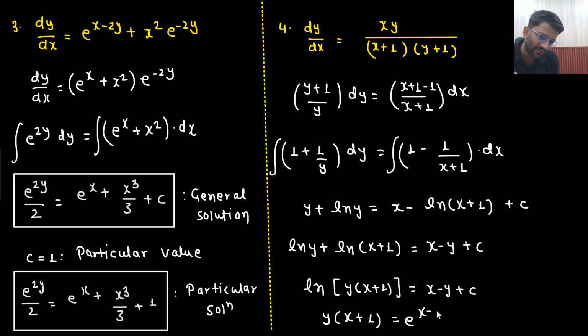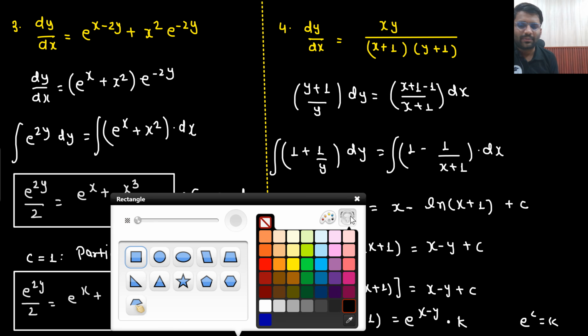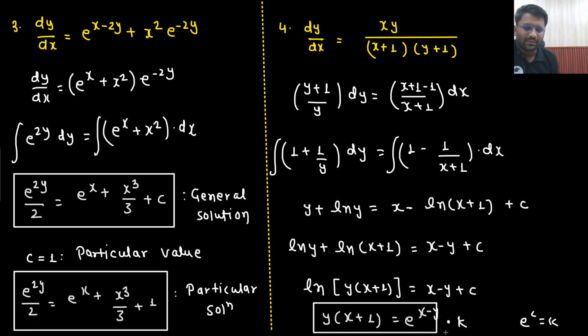It will become e to the power x minus y, and then e to the power c will be another constant, so I am writing that as k. E to the power c will also be another constant. So this could be the possible answer that we are getting. Understandable? A simple thing is there, just variable separation: x aside, y aside. If we are able to do this, then we are able to solve the question. This is the first method, very straightforward. These kinds of questions we used to solve in class 12th as well. Understandable?